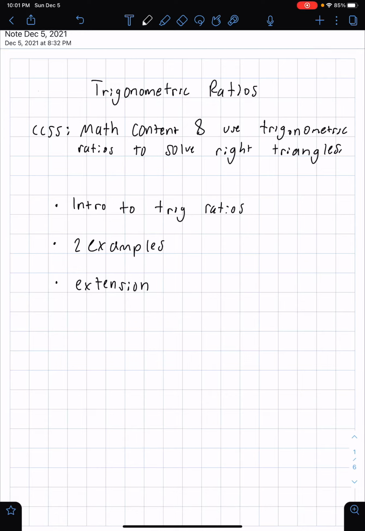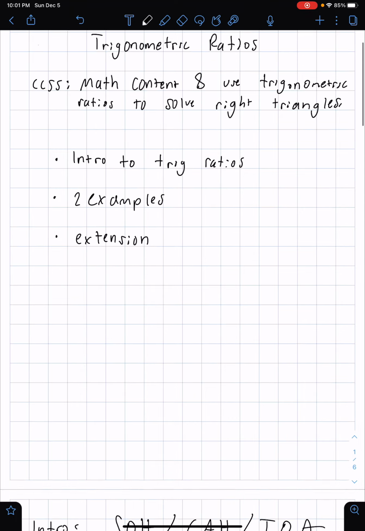Welcome back to geometry. Today we're going to talk about the trigonometric ratios, which corresponds to the Common Core standard number 8, where we use trigonometric ratios to solve right triangles. So first we're going to have a brief introduction to the trig ratios, then we're going to do one example together, and then you'll have one example to do on your own, and then I'll go over it, and then you have one extension at the end.